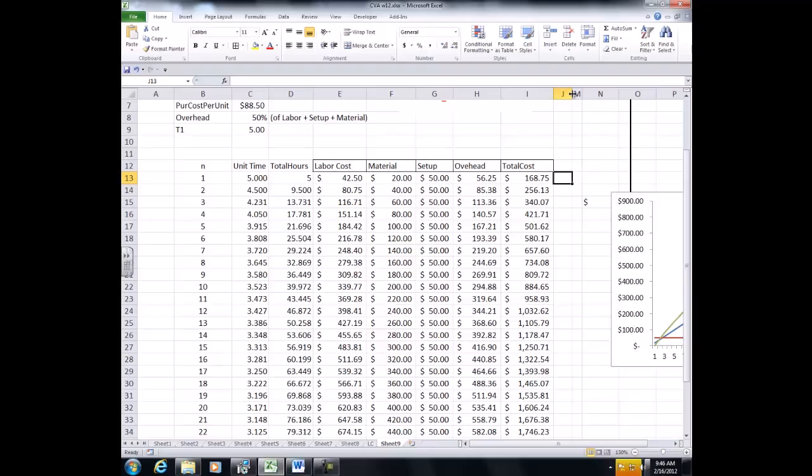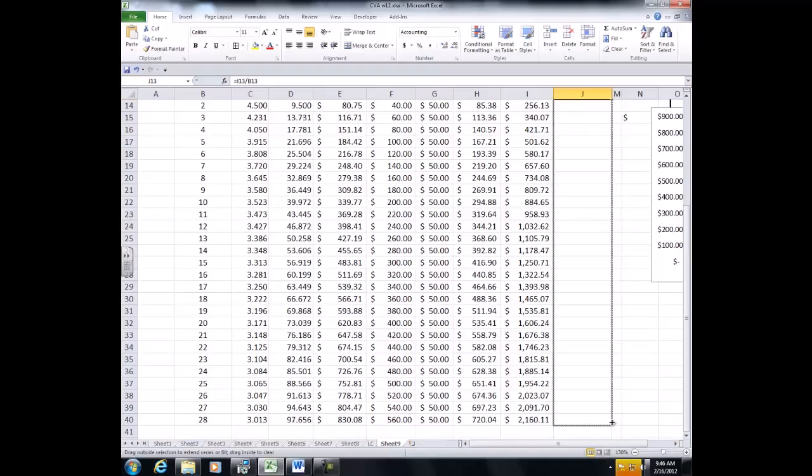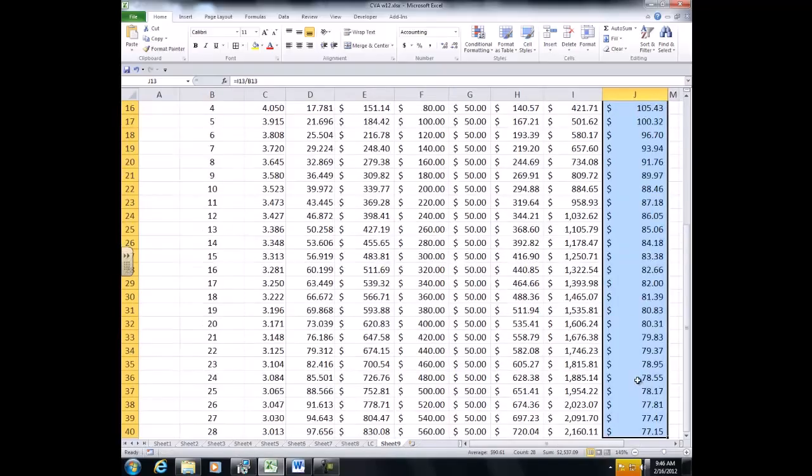So in column J, I'm going to create another column. We'll call this average production cost. So in other words, that's the cost per unit. Mary said, well, to compute the average production cost, you divide the total cost by the number of units you're producing. Copy this down. There you go.